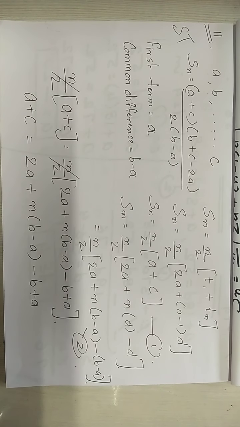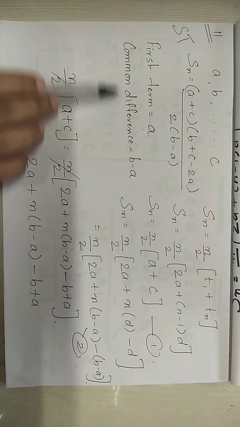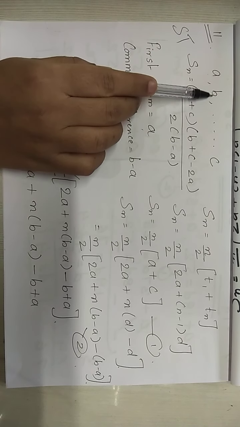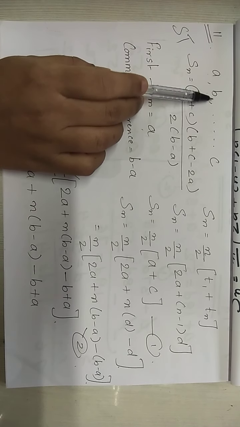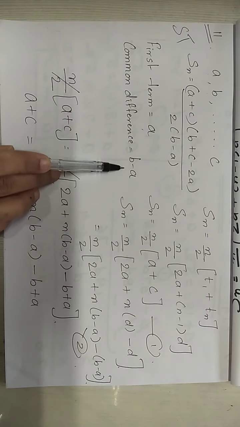Okay. Now let's start with the sum. First thing, the first term is given as A and the common difference will be B minus A. How do we find the common difference? We subtract the previous term from the next term. So the common difference will be B minus A.